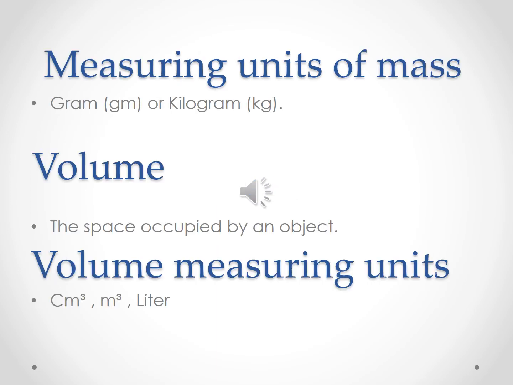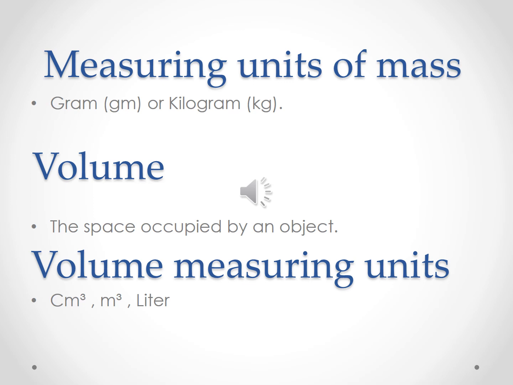And like you know before, the measuring unit of the mass is the gram and the kilogram. And there are abbreviations for kilogram and gram: kilogram is kg and gram is gm.